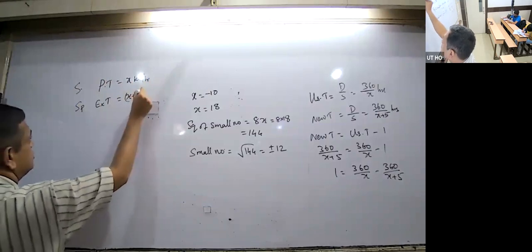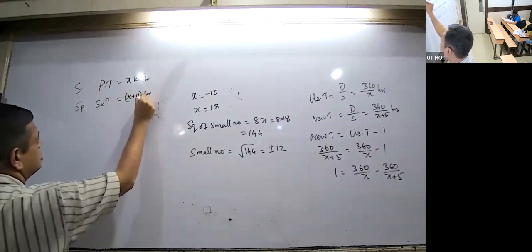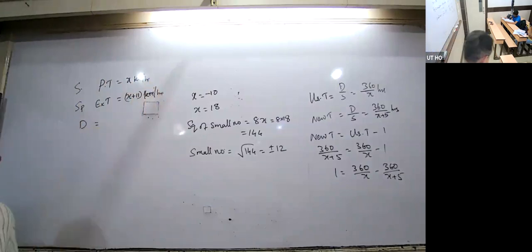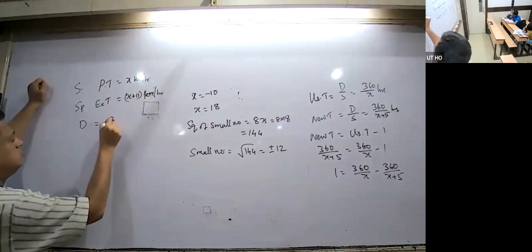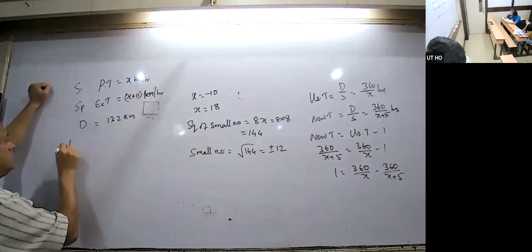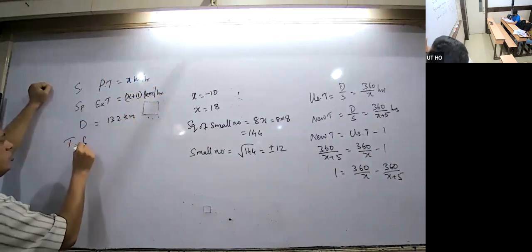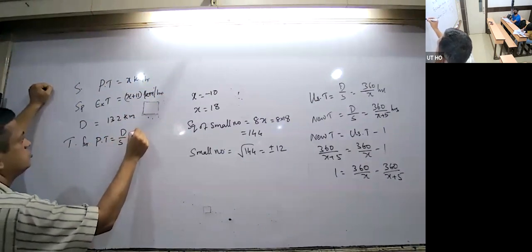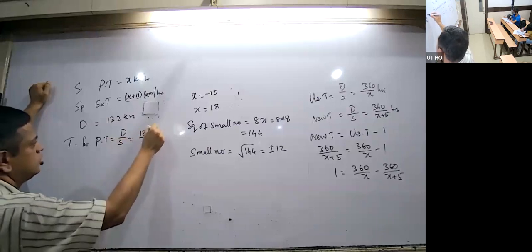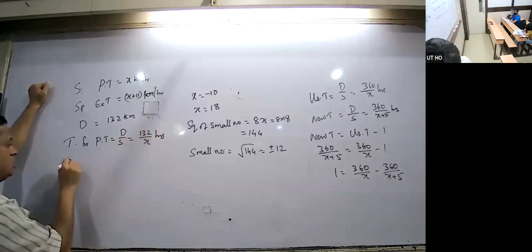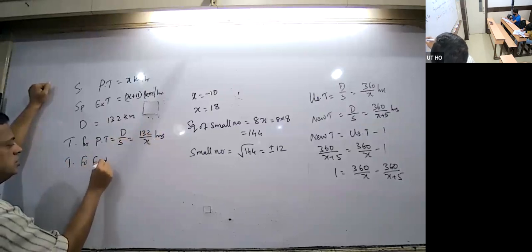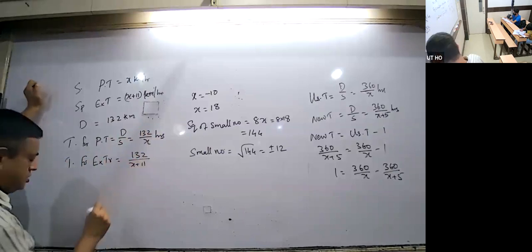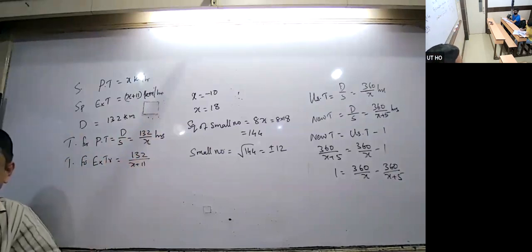x plus 11, no? It is given or not? And what is the distance given? 132 km. One by one, time taken for the passenger train, PT means passenger train, is distance upon speed, that is 132 divided by x hours. Time taken for the express train is again distance, 132 divided by x plus 11. Now, what is the relation? That is what is important.